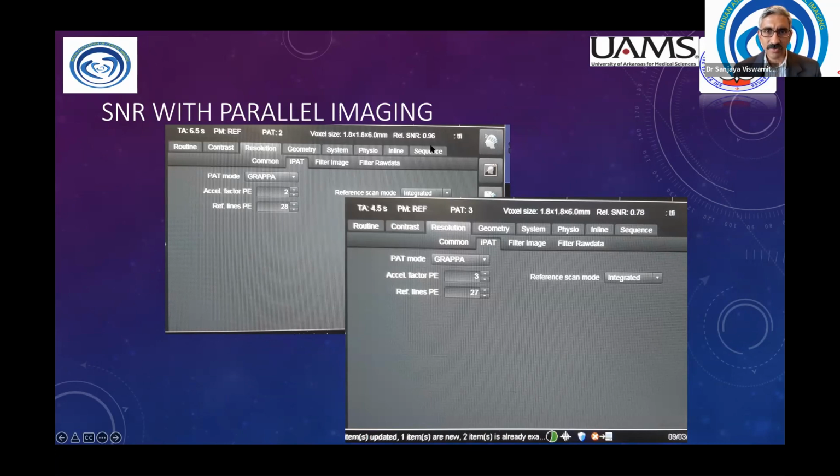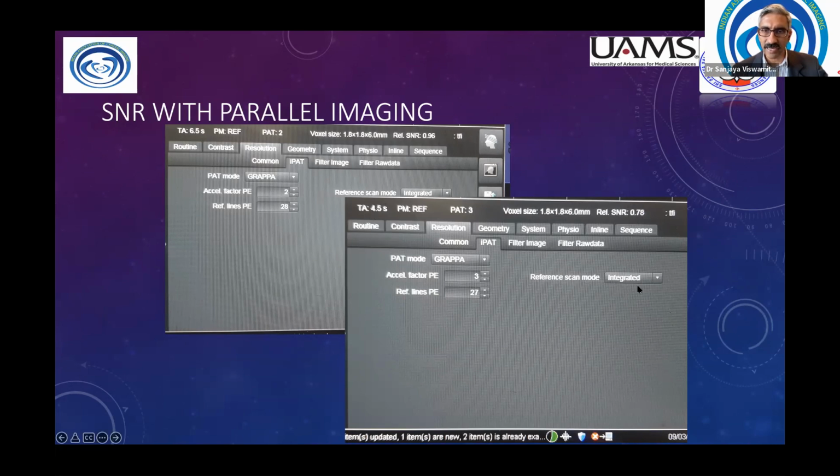And we have a signal to noise ratio of 0.96. If you use a factor of 3 instead of 2, notice that the signal to noise has decreased, and is now 0.78. So the important point here for you to understand is we have increased the speed of the acquisition, but we have lowered our signal to noise ratio, with the potential of getting new artifacts in that particular image as well. By increasing the speed of acquisition, notice that the acquisition time has gone from 6.5 seconds to 4.5 seconds.